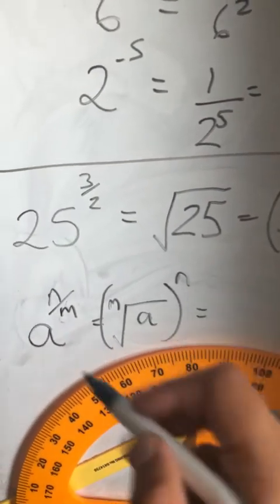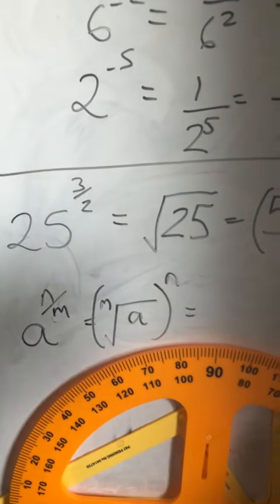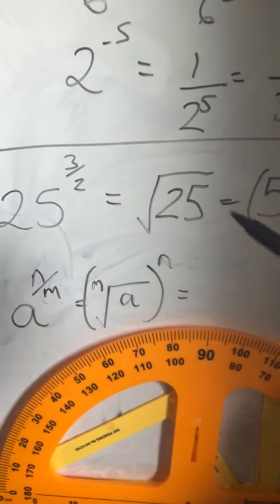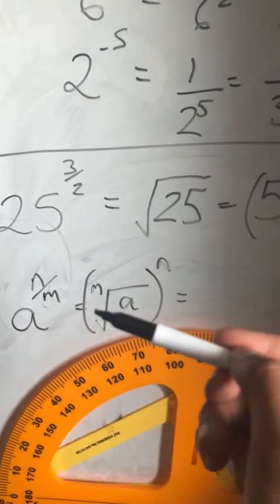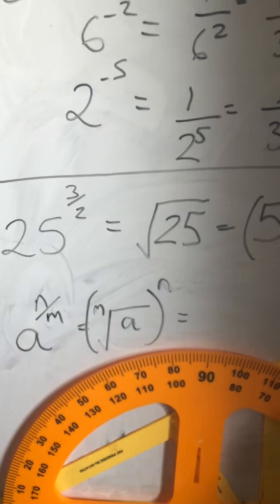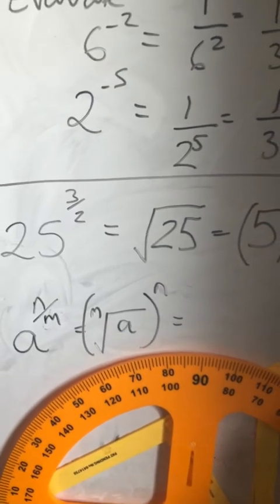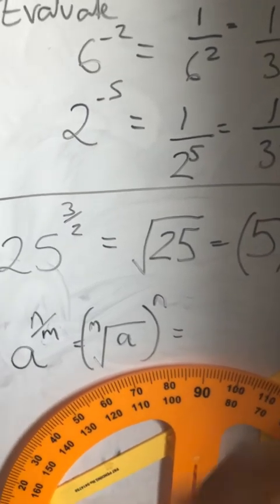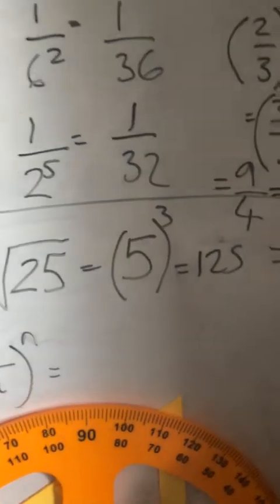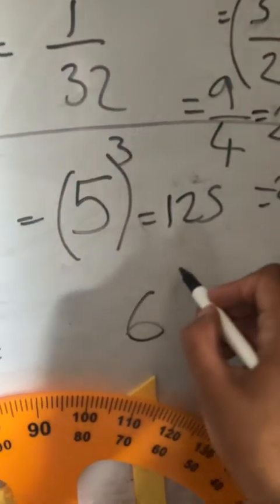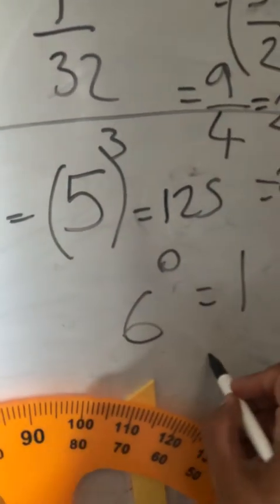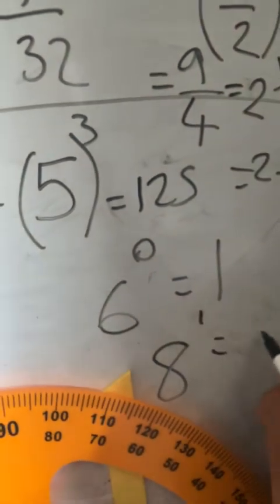In general, a to the n over m is the mth root of a, all to the power of n. So you work out the root of a first, and then raise your answer to the power of n. You do the root of the denominator, and once you get an answer, you raise that to the power of the numerator. The last part to mention here: any number to the power of 0 in maths is equal to 1, and any number to the power of 1 is just itself, guys.